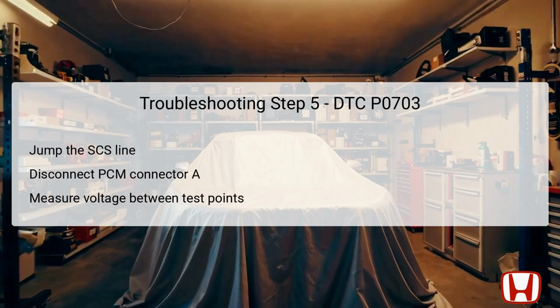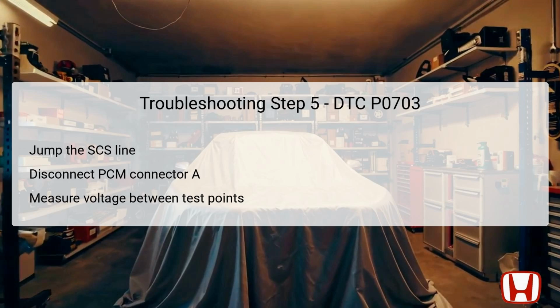Step 5 involves checking for an open circuit in the BKSWNC line, which is vital for the functionality of the brake switch. First, turn the ignition switch back to the lock position to ensure safety before proceeding with the diagnostics. Jump the SCS line with the HDS to prepare for further checks. Following this, you'll need to disconnect the PCM connector A, which contains 49 pins.